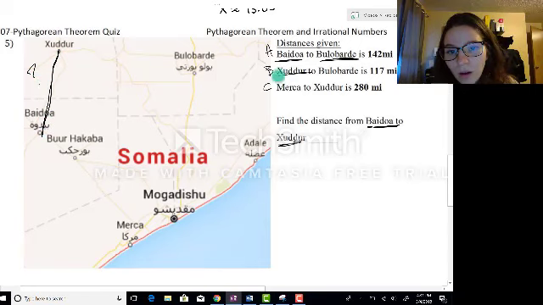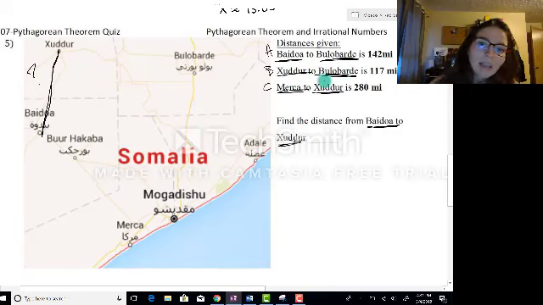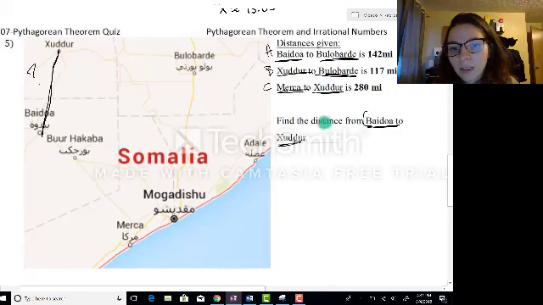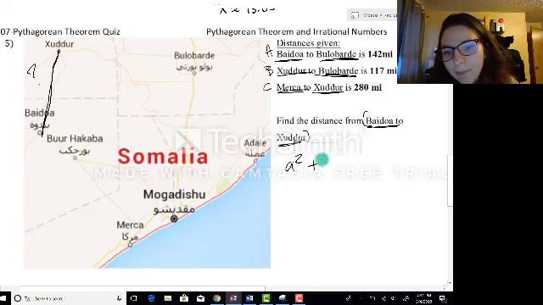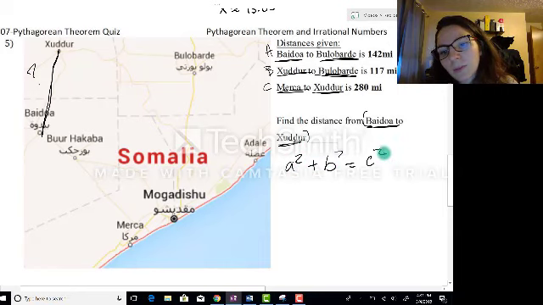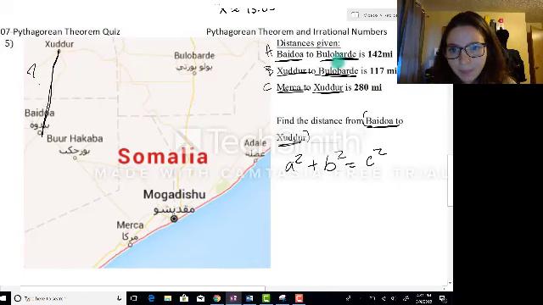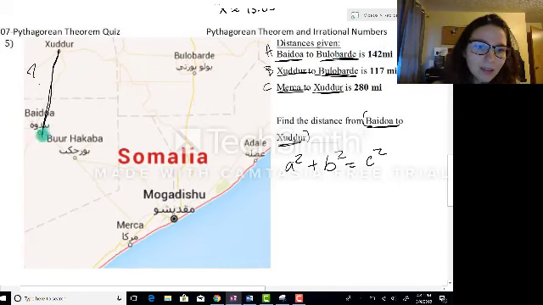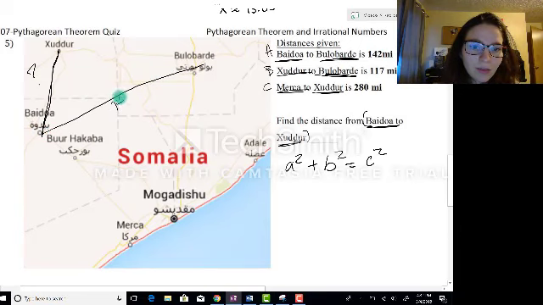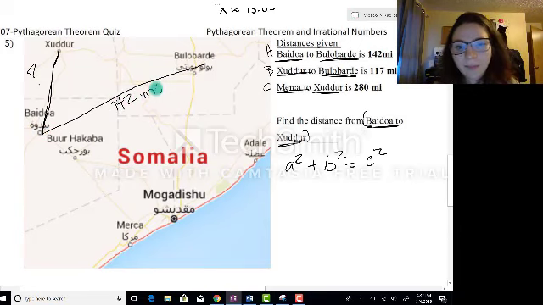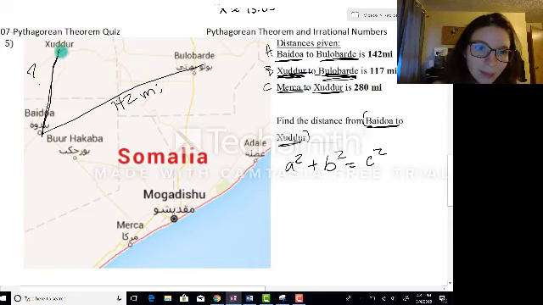So I'm going to use all this information given and see if any of it is going to help me find the distance between here and here. And I know that I'm going to use the Pythagorean theorem to help me with this somehow in some way. So I'm going to rewrite the Pythagorean theorem just to keep it fresh in my mind. So from here to here, I have 142 miles. And then from here to here, that's 117 miles.